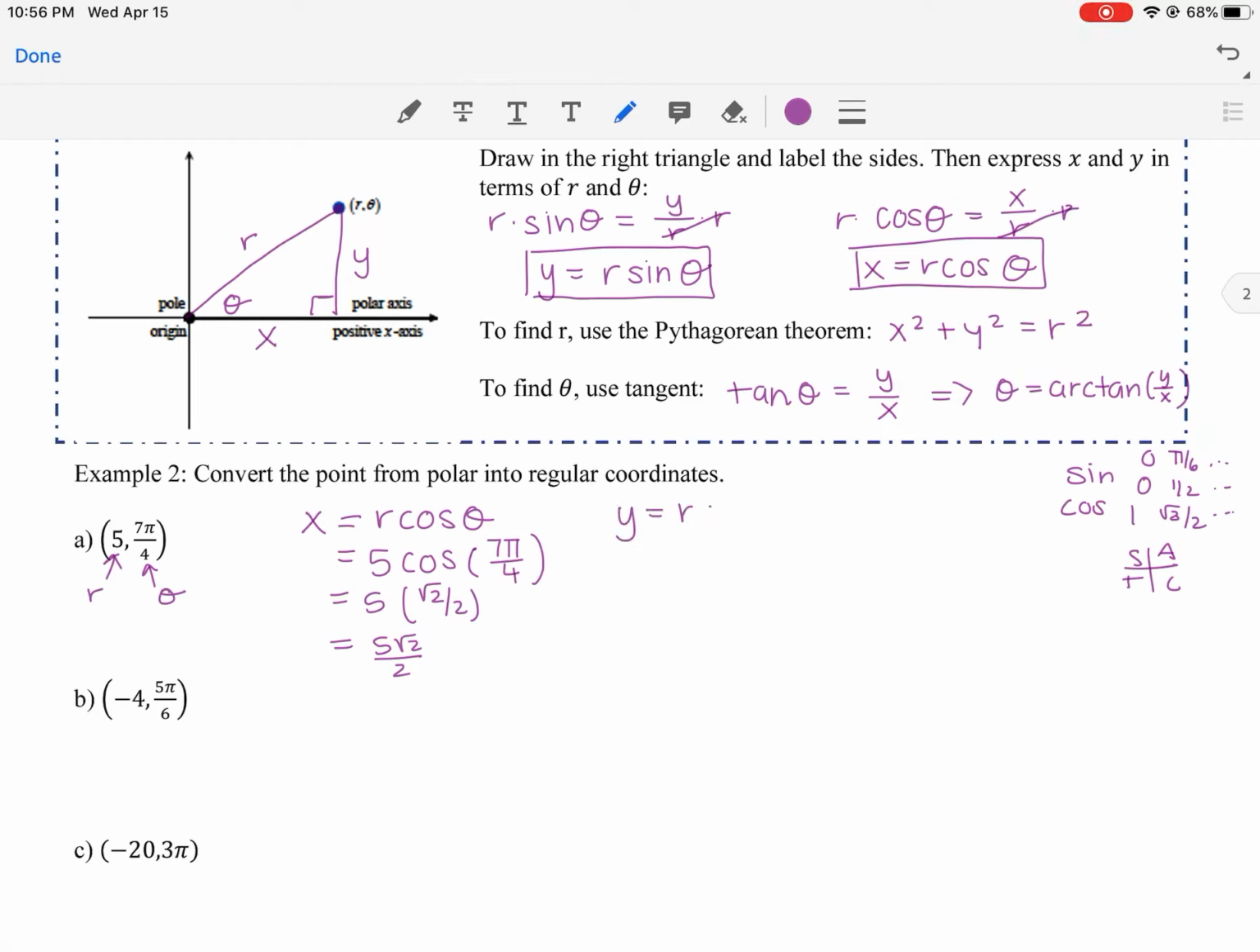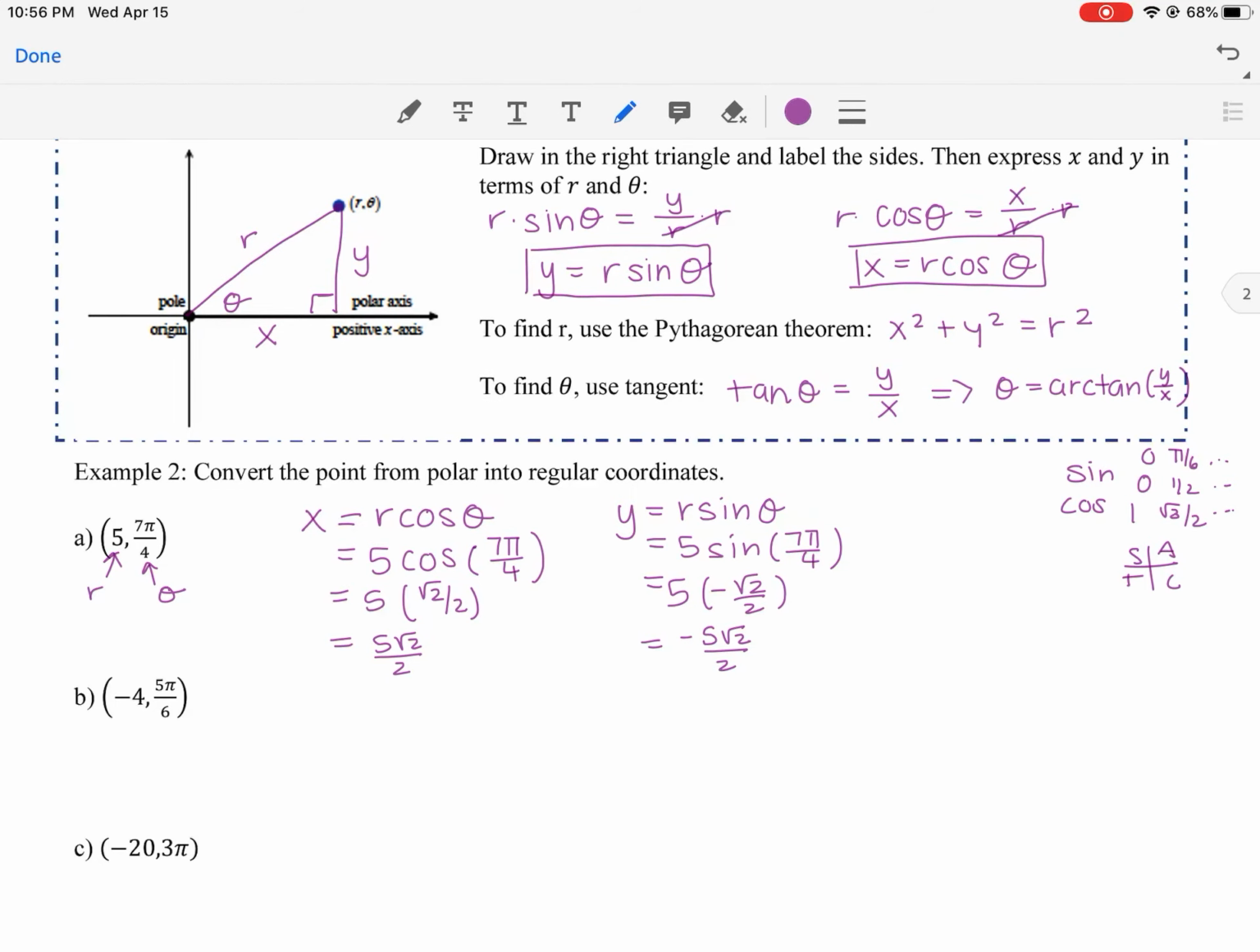Then for y, we do the same thing. y equals r sine theta. And r is 5, and sine of 7 pi fourths, sorry. So 5 times sine of pi fourths as a reference angle, square root of 2 over 2. But in the fourth quadrant, sine is negative, so it's going to be times the negative square root of 2 over 2. So we get negative 5 square roots of 2 over 2. So if you wanted to write that as a point, you would say this is 5 square roots of 2 over 2, comma negative 5 square roots of 2 over 2.